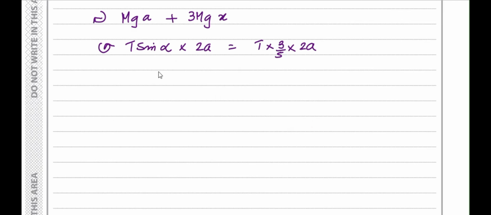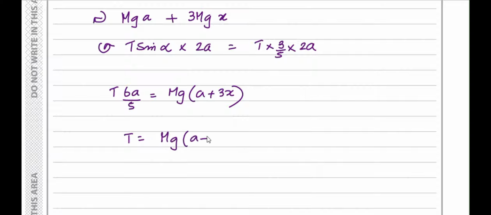As the rod is kept in equilibrium, these forces should be equal. Therefore, T times 6A over 5 equals mg(a + 3x). So we need to find out T from here. So T equals mg(a + 3x) times 5 over 6a.